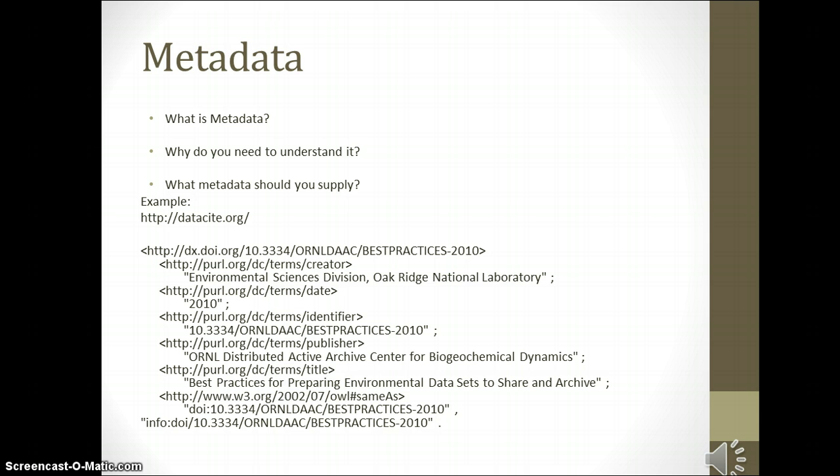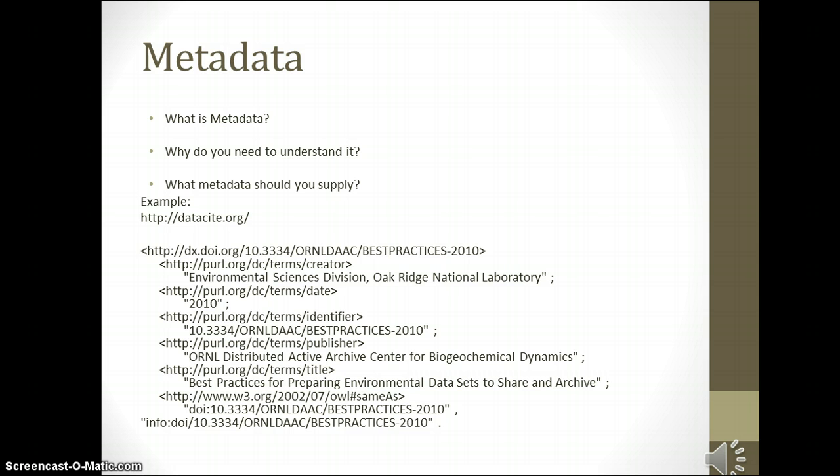I have an example right here from a website called datasite.org, which is a great site, and I recommend that you check it out. It's basically made around the idea of metadata and citations. Here's an example of the ORNL DAAC best practice, which is a distributed active archive center that is also doing data curation for NASA data and other bioscience data.